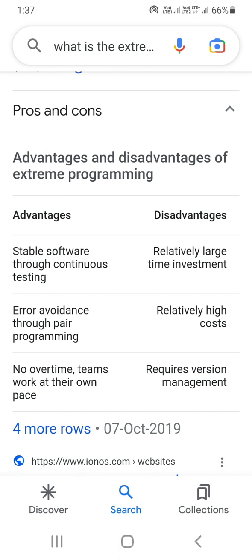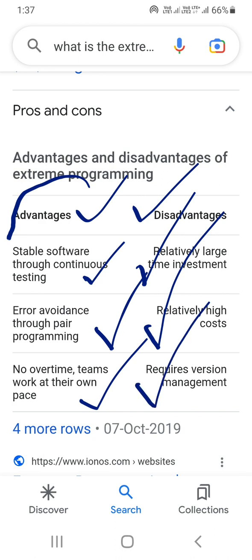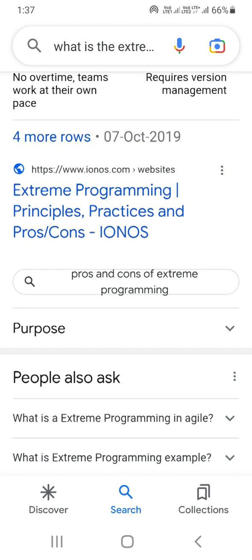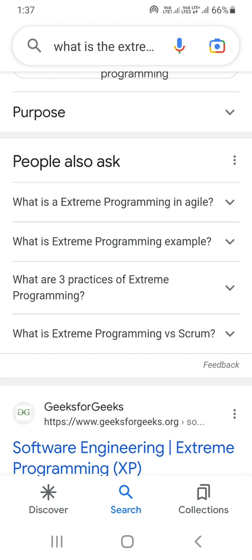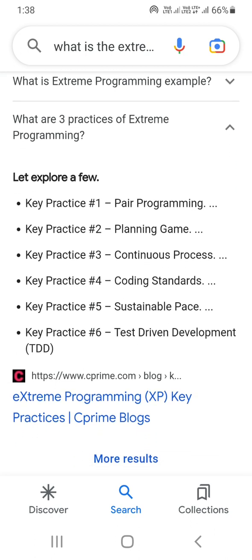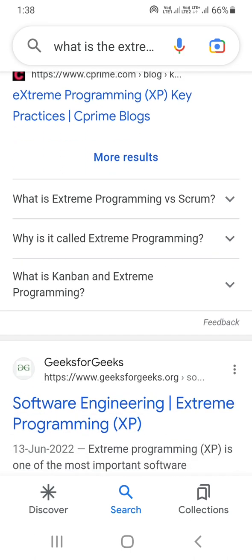Now understand the advantages and disadvantages of extreme programming. First advantage: stable software through continuous testing. Disadvantage: relatively large time investment. Error avoidance through pair programming, relatively low cost, and no overtime, but teamwork in one place requires version management. So these are the pros and cons of extreme programming. Now, what are the practices of extreme programming? Pair programming, the planning game, continuous integration, coding standards, sustainable pace, and test-driven development.